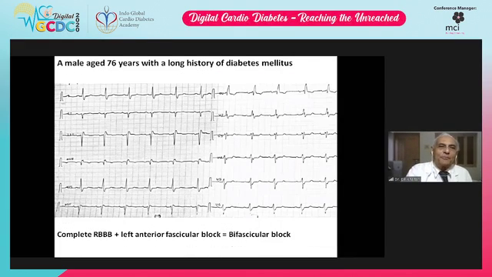We accordingly treated surgically by revascularization. Next ECG: a male aged 76 years with a long history of diabetes mellitus. This sort of abnormality, in the form of complete right bundle branch block plus left anterior fascicular block, bifascicular block, is very common in diabetic heart disease, and at times they may need a permanent pacemaker if the patient shows Stokes-Adams syndrome by trifascicular conversion to complete heart block. So we have to be cautious in this group of patients.